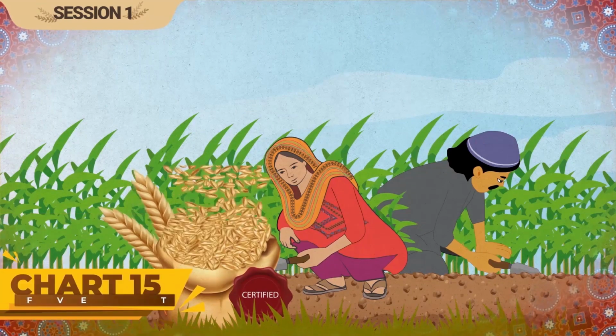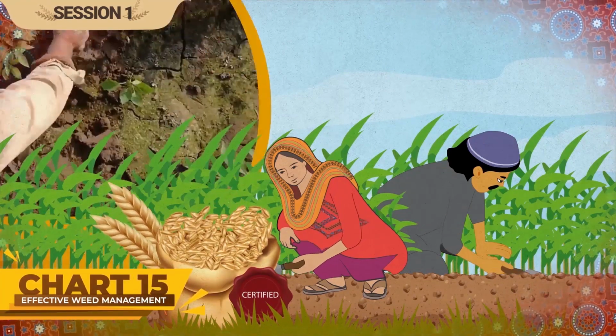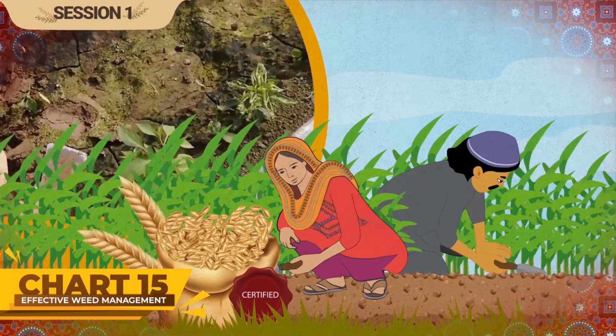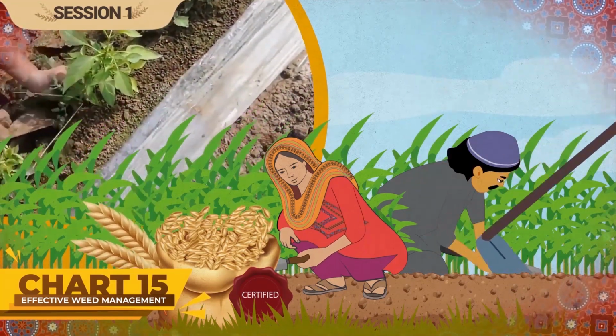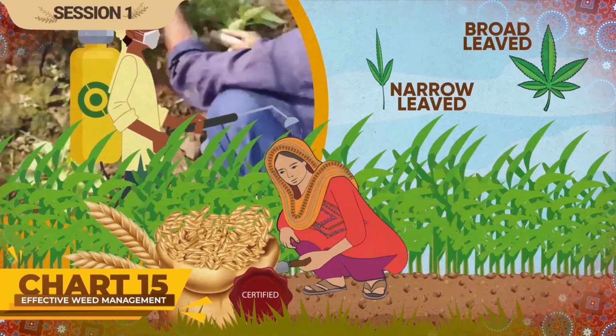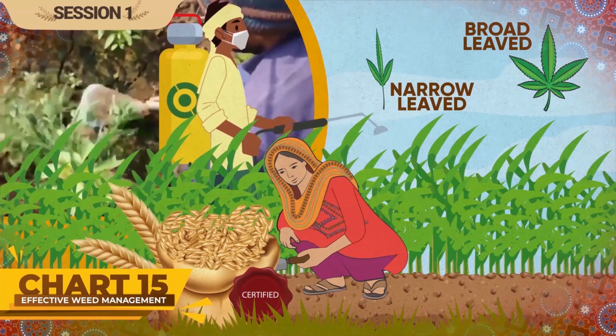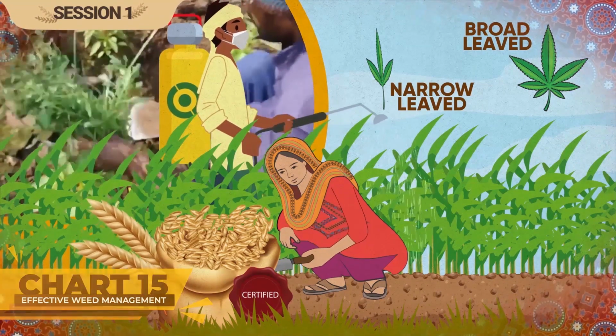Effective weed management. Always use certified, clean and weed-free seed. Manual weeding, that is hoeing, is the best strategy. Use selective weedicides for broad and narrow-leaved weeds. Use wide-spectrum weedicides in case of both types of weeds.